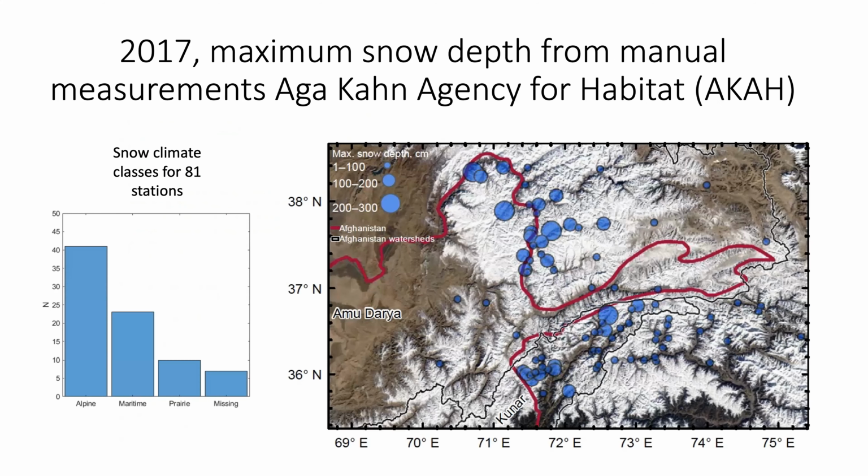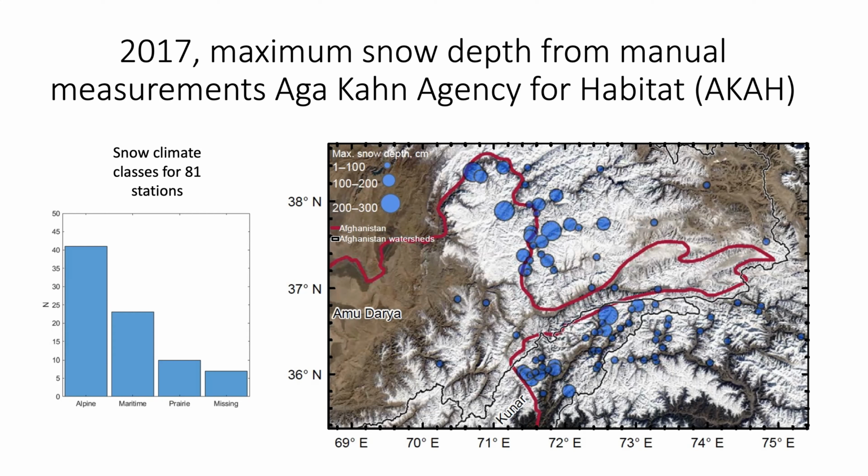We were fortunate enough to have validation data, or in situ data, from the Aga Khan Agency for Habitat. The map on the right shows the locations of the in situ observations, as well as the maximum snow depth. On the left side is a summary of what the snow climate is for the 81 stations on the map. Most of the sites were in alpine, some were in maritime, and some were in prairie, with the rest missing.